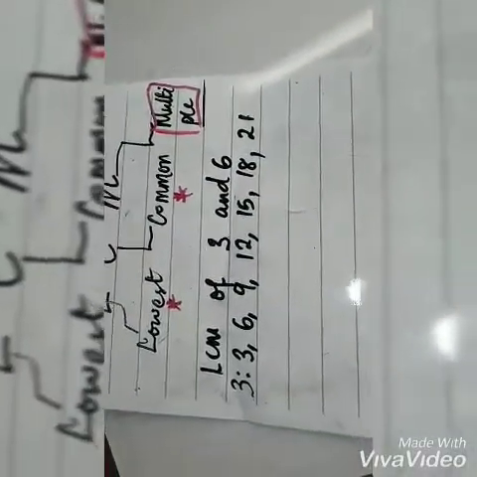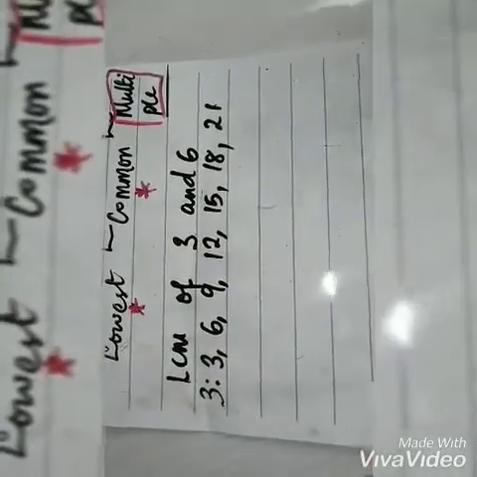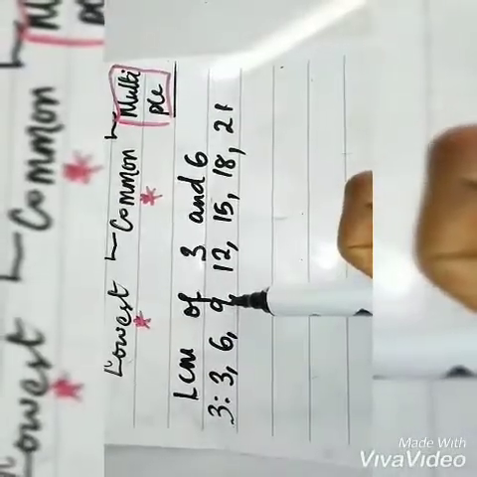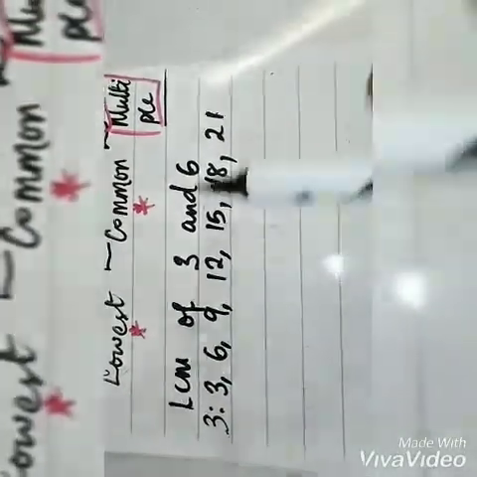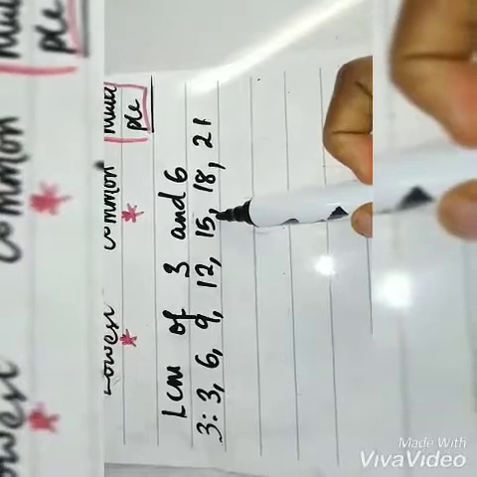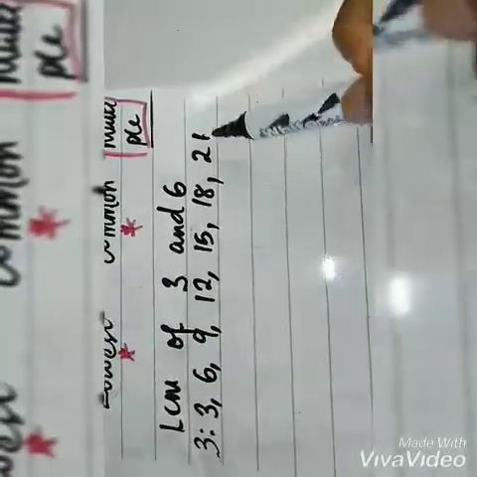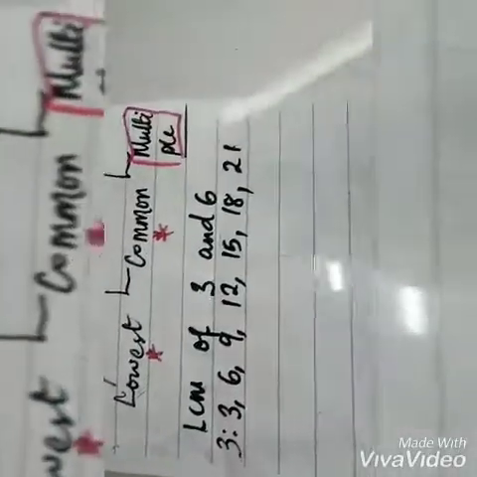Perhaps you're wondering, what are these numbers? They are multiples of 3. I mean, 3 times 1 is 3, 3 times 2 is 6, 3 times 3 is 9, 3 times 4 is 12, 3 times 5 is 15, 3 times 6 is 18, 3 times 7 is 21.